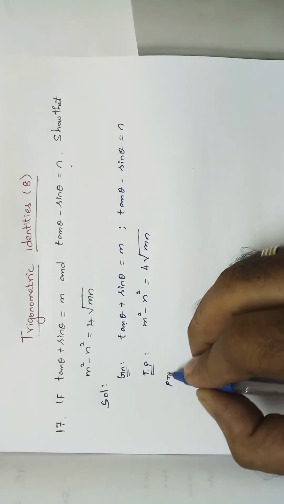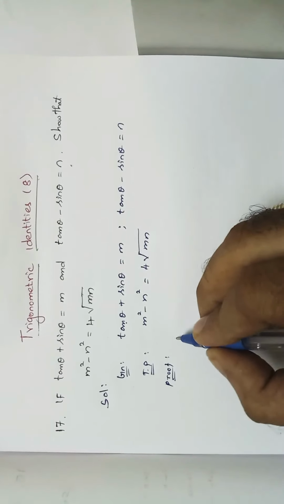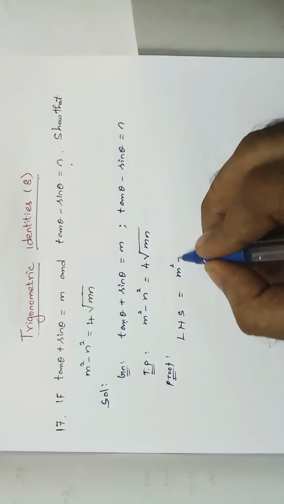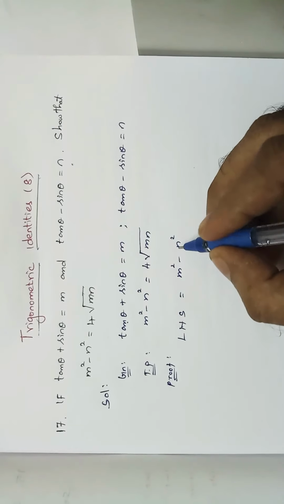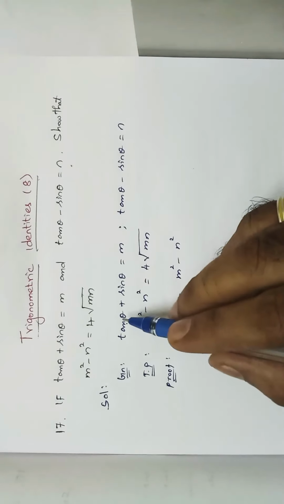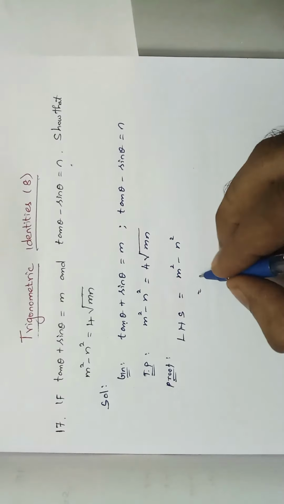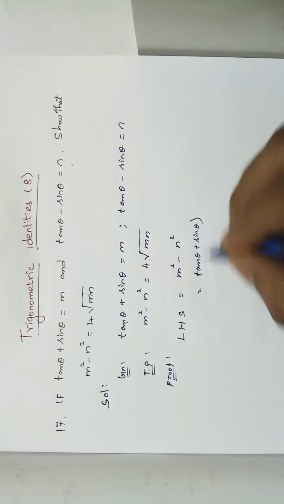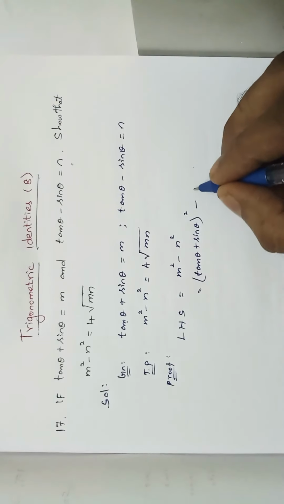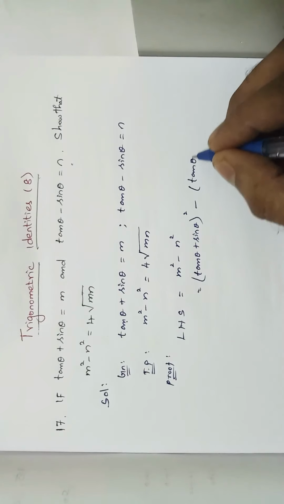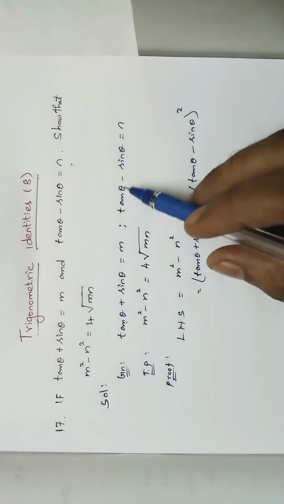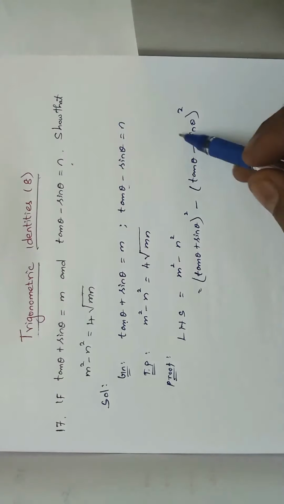See the proof. What is LHS? LHS is equal to m square minus n square. What is m? M is nothing but tan theta plus sin theta. So tan theta plus sin theta the whole square minus tan theta minus sin theta the whole square, because n is tan theta minus sin theta.